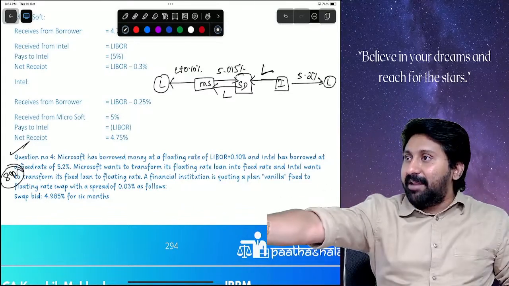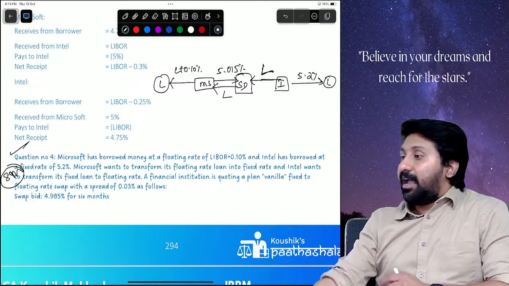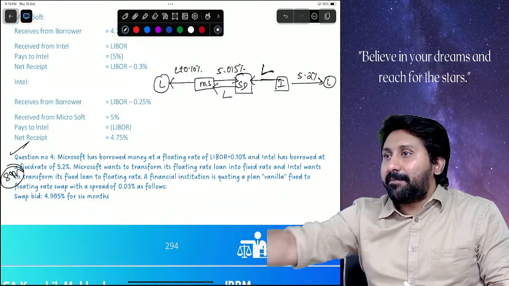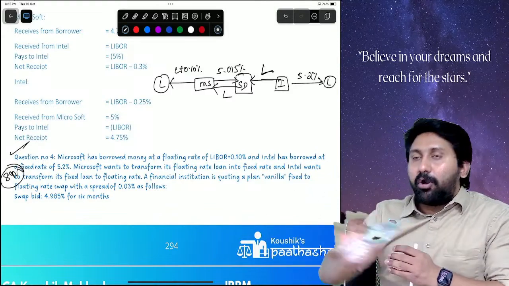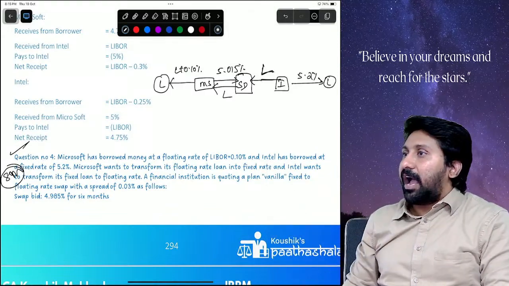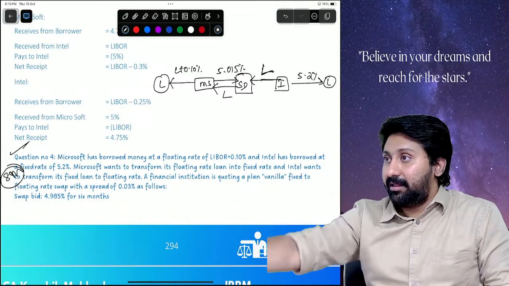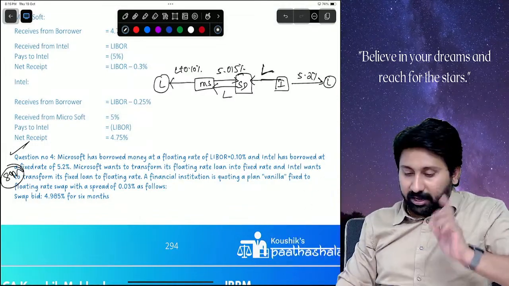I want to pay Libor means Libor is going out of me or coming to me? Going out of me. That means I wanted to pay in Libor, so I have to sell Libor. Sell. Understood? Repetition one more time.